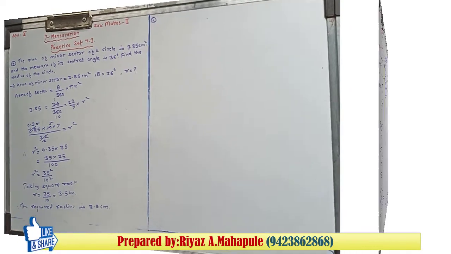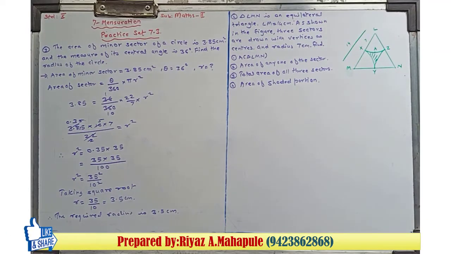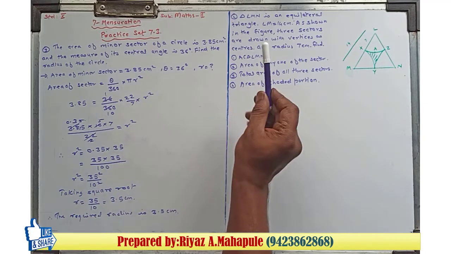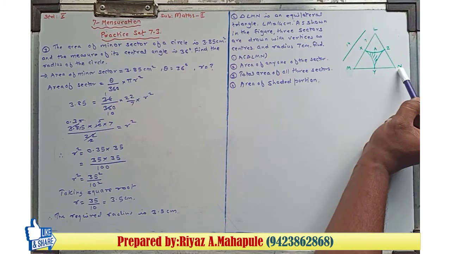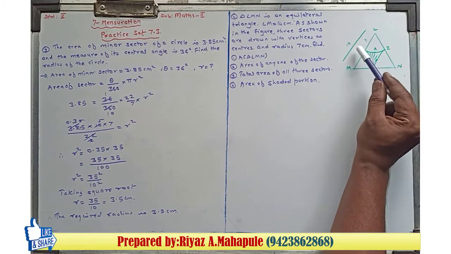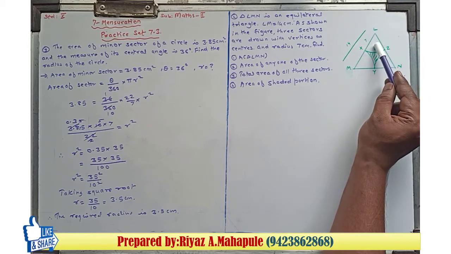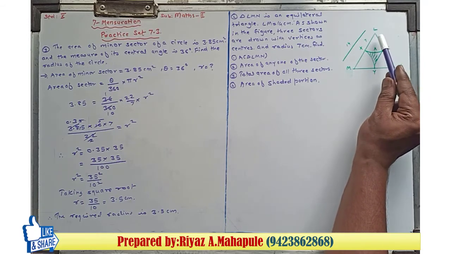Now the next example from practice set 7.3 is: triangle LMN is an equilateral triangle. So this triangle LMN is an equilateral triangle. LM is equal to 14 centimeter. This is given as shown in the figure. Three sectors are drawn with vertices as centers.